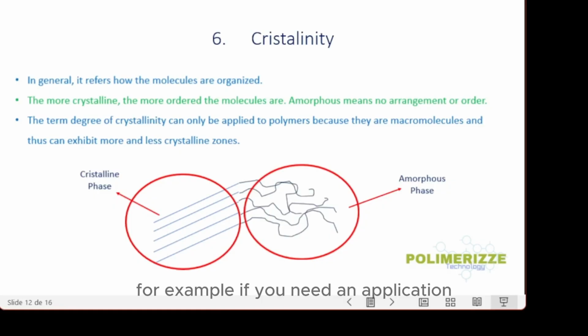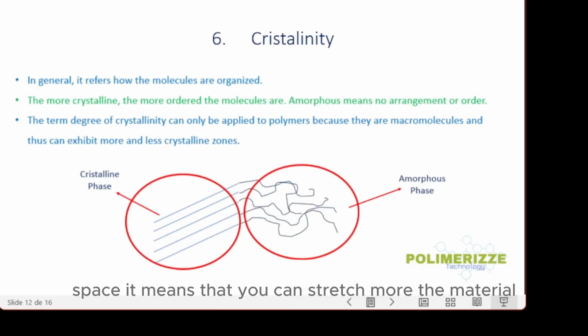For example, if you need an application that requires a higher modulus resistance, then a high density polyethylene, higher crystallinity, might be a better option. Meanwhile, if we need to produce, for example, thermoformed flexible packaging where we need more stretchability, maybe a low density or even a linear low might be more interesting because you have more amorphous phase. And if you have a more amorphous phase, it means that you can stretch the material more.